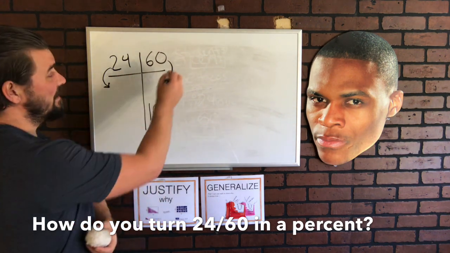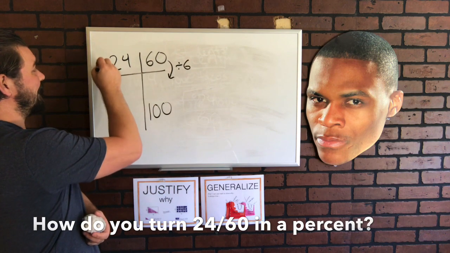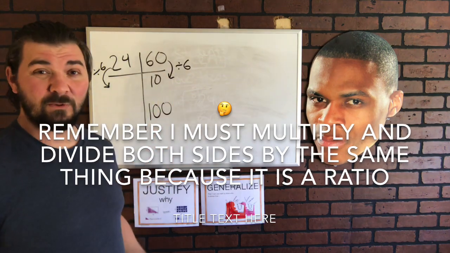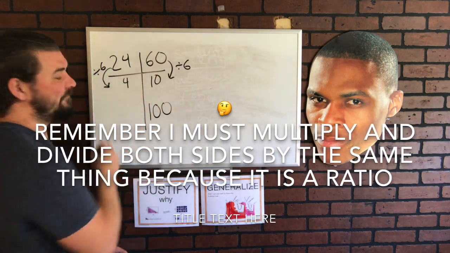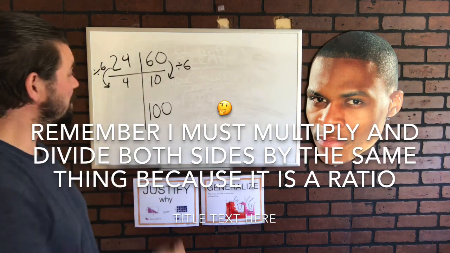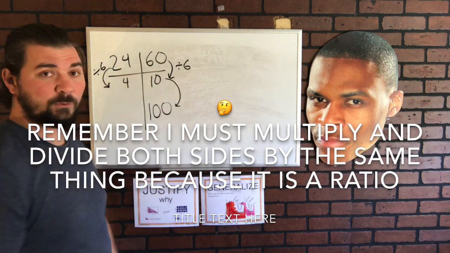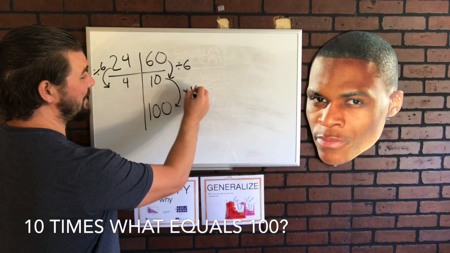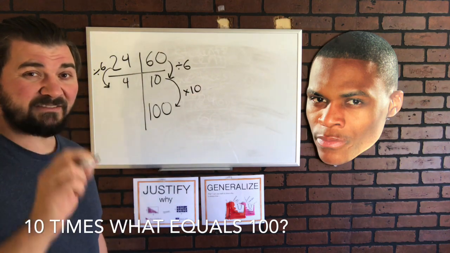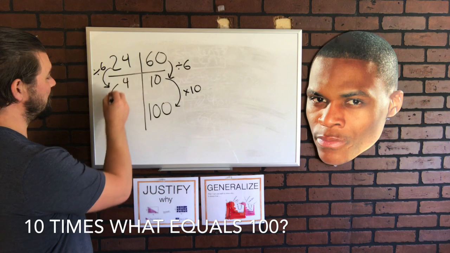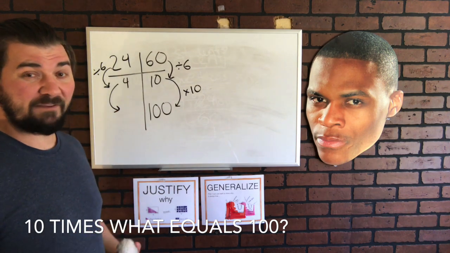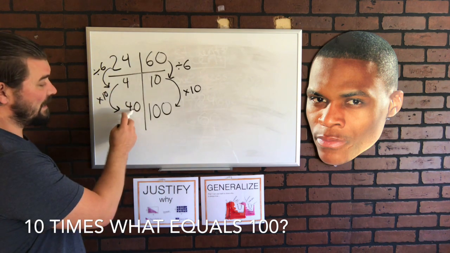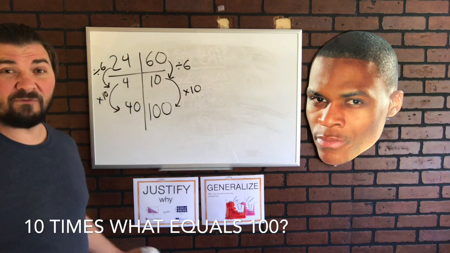I'm thinking 6, and I could divide both of these numbers by 6. When I do 60 divided by 6, I get 10. And when I do 24 divided by 6, I get 4. Aha! Now we've got a clue, because here I'm at 10, I can get to 100 from 10. What do I multiply 10 by to get to 100? I multiply 10 by 10. And because it's a ratio, I have to do the same thing to both sides. So here, I'm going to multiply 4 by 10, and I'm going to get 40. 40 per 100, or 40%.